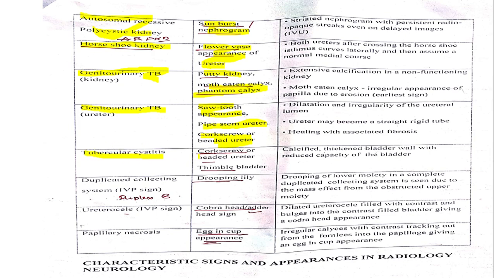Tubercular cystitis shows corkscrew or beaded ureter and thimble bladder is important. Duplicated collecting system or duplex kidney shows drooping lily sign. Ureterocele shows cobra head sign. Papillary necrosis shows egg in cup appearance.